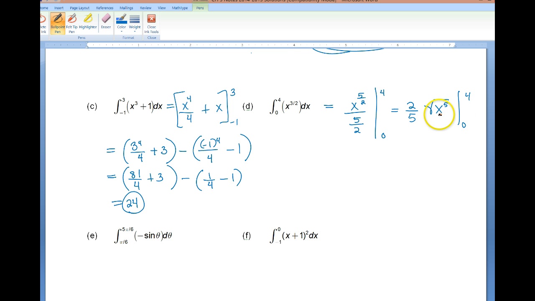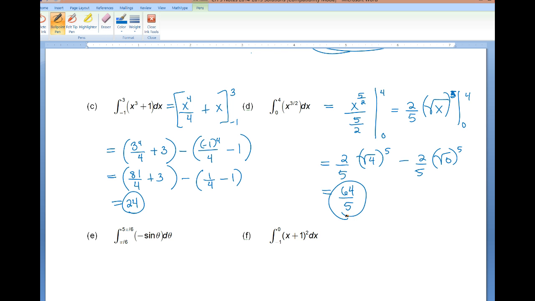Actually, let me put the 5th power on the outside. Well, evaluating it at 0 is easy. Oh, that's supposed to be a 5th. So it's 2/5, and then the square root of 4. Is it okay if we do it on the calculator instead? That's fine, as long as you have enough work to support. What do we get here? Square root of 4 is 2. 2 to the 5th is 32, times 2, so 64 over 5. Perfect.